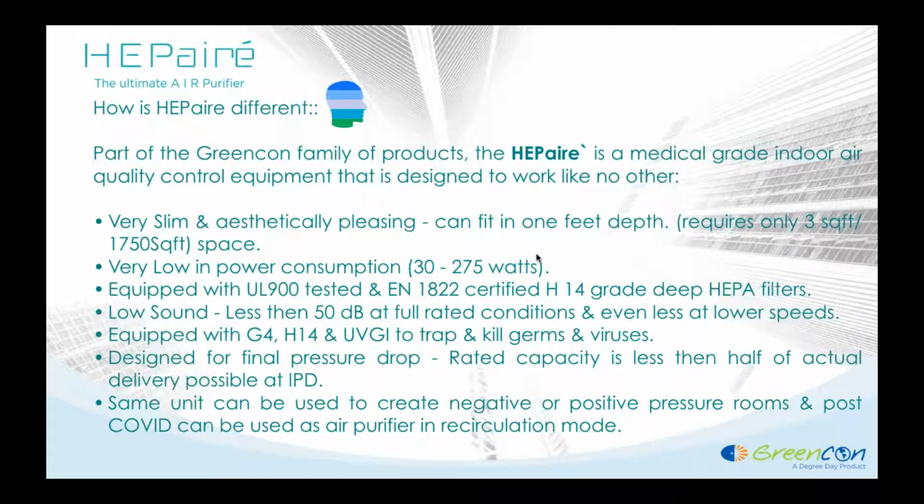So how is HEPaire different? Well, it is a medical grade indoor air quality equipment. When we say medical grade, it contains each and every item which is being utilized to ensure that it does what it is supposed to do. Very slim and aesthetically pleasing. It can fit in a width of only 1 foot, which is less than 300 mm. And for a space like 1750 square feet, you just require 3 square feet of floor space. Maybe 3 feet by 1 foot is the space that I'm looking at.